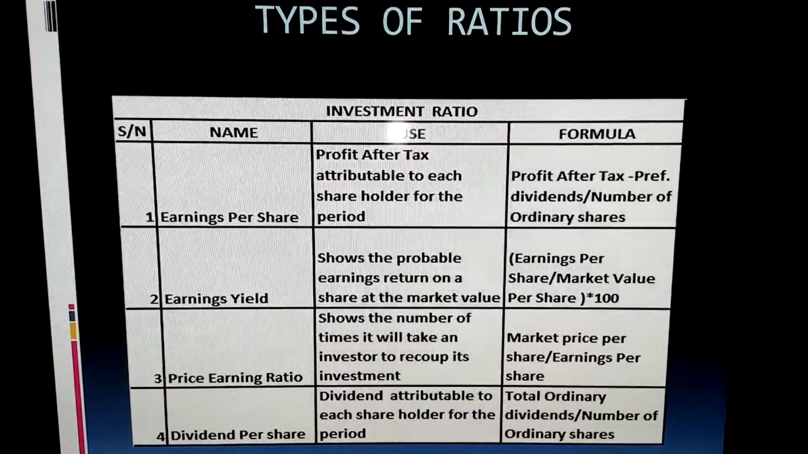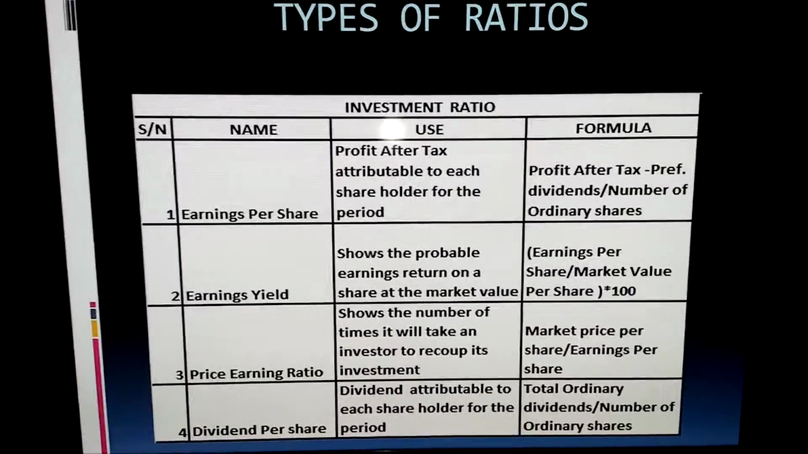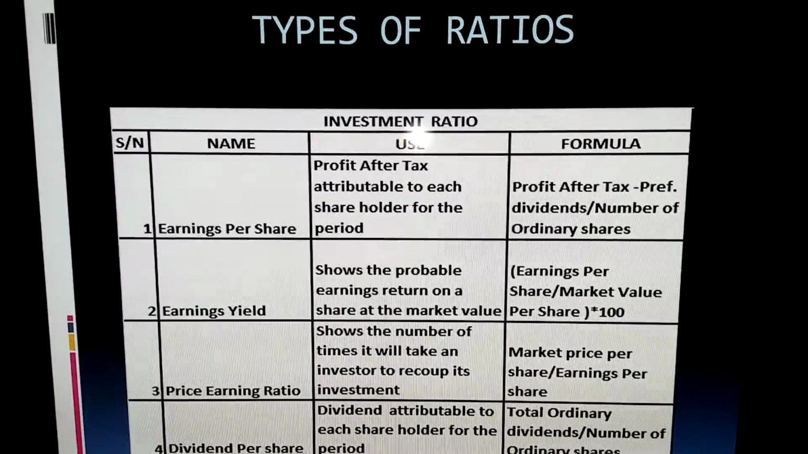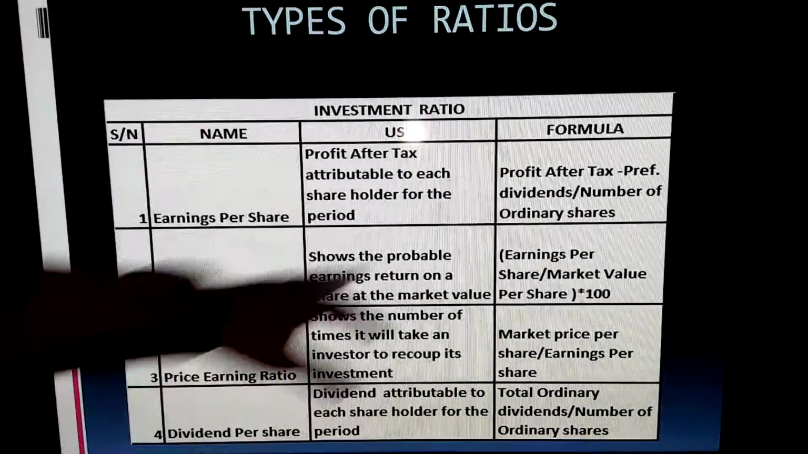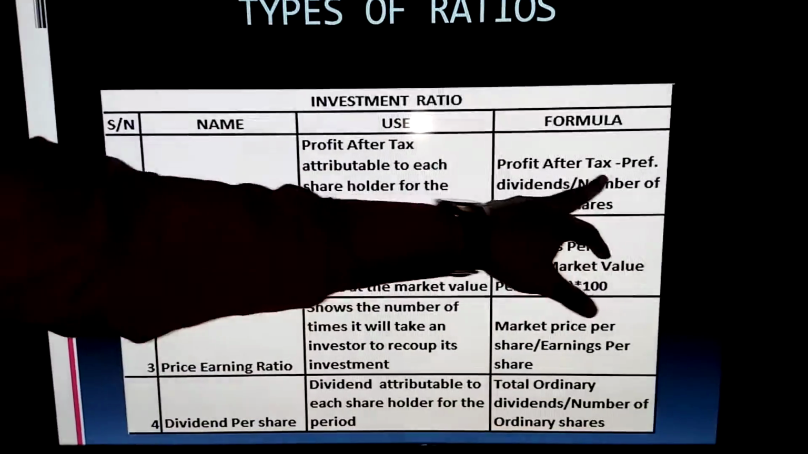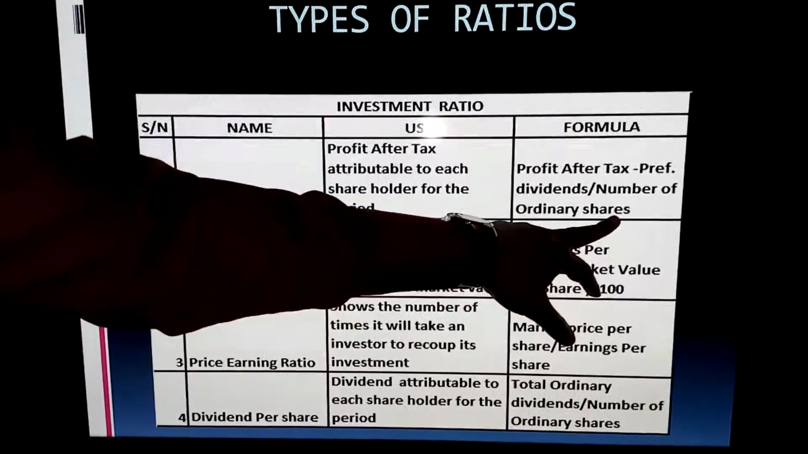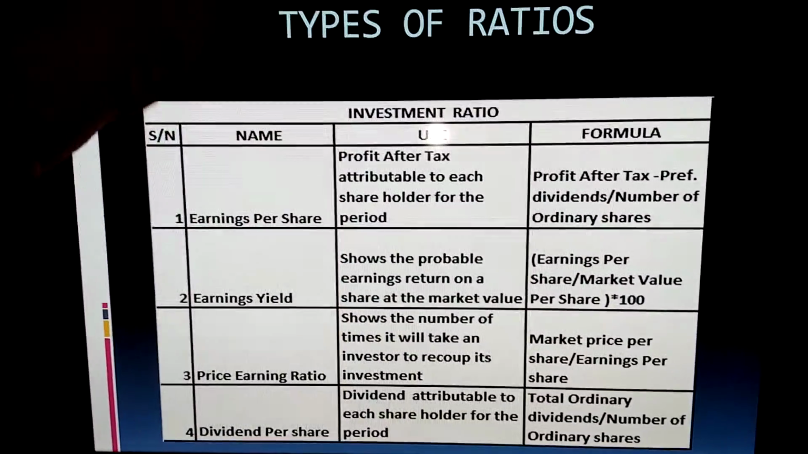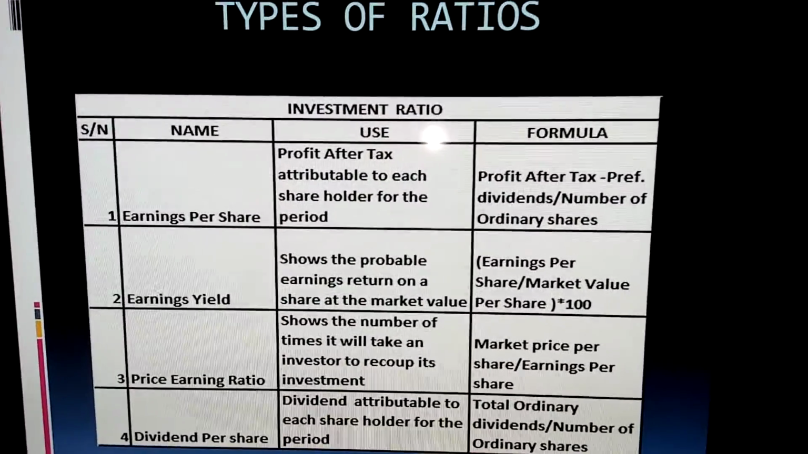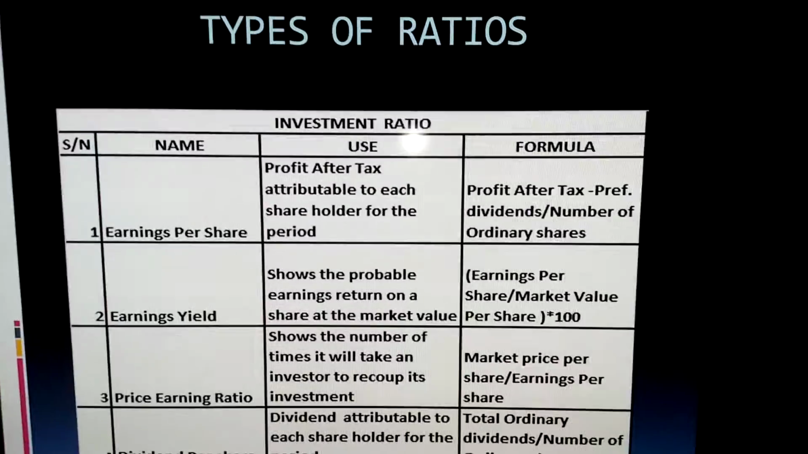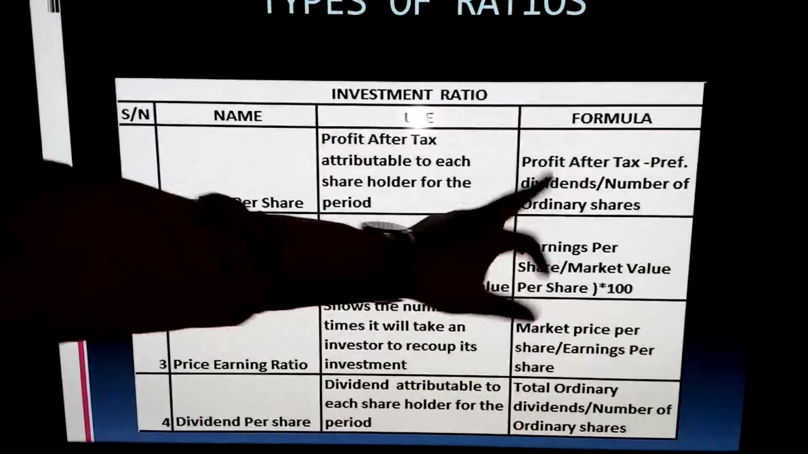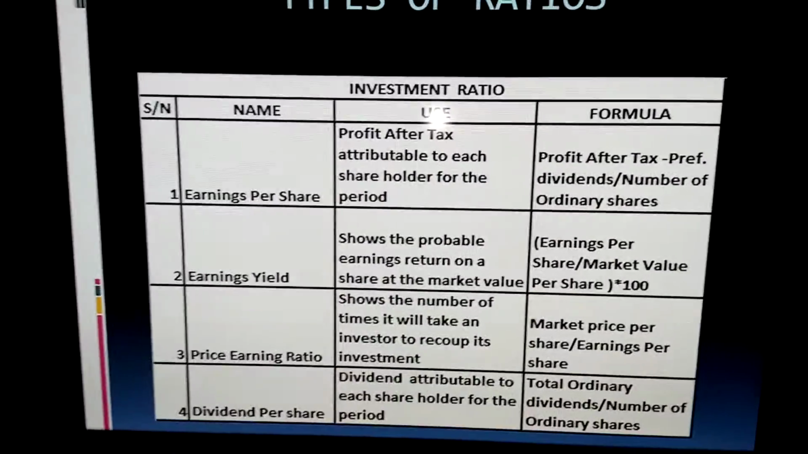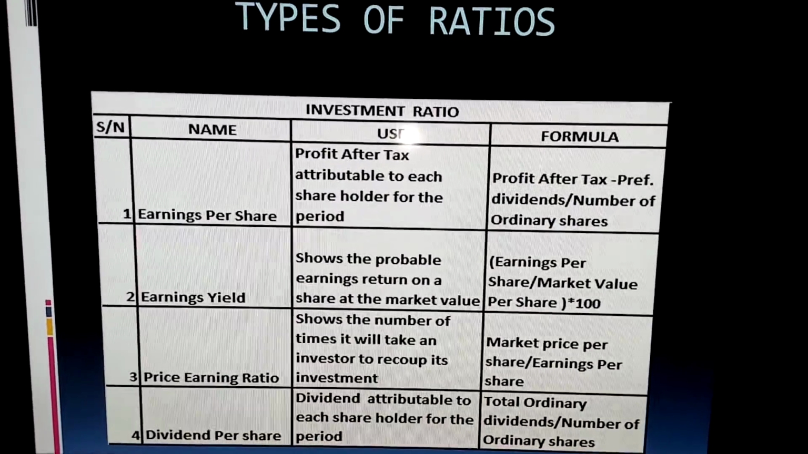We use investment ratios. So we have earnings per share. How much is one share making? That's earnings per share. So we have profit after tax minus preference dividend over number of ordinary shares. Preference dividends are dividends paid to preference shareholders. Preference shareholders are shareholders with preferential treatment. Go back to our class on shares, you understand. So this is how we get our earnings per share: how much is one share making?